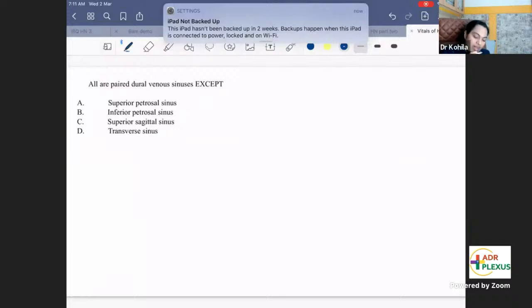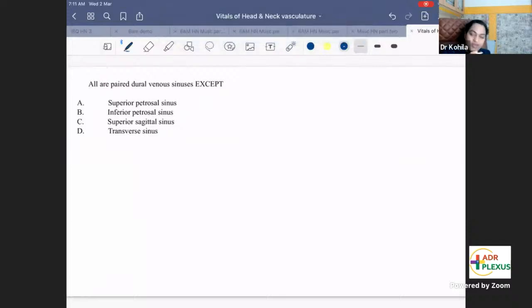Yes, all are paradural venous sinuses except this one. This is also your previous NEET-PG question.